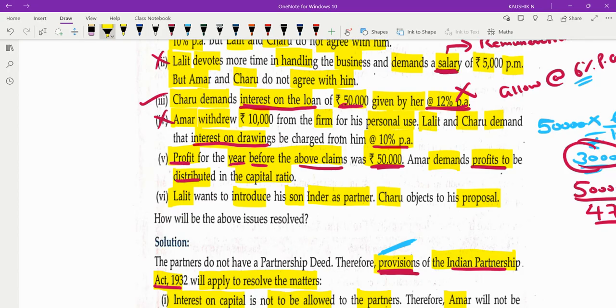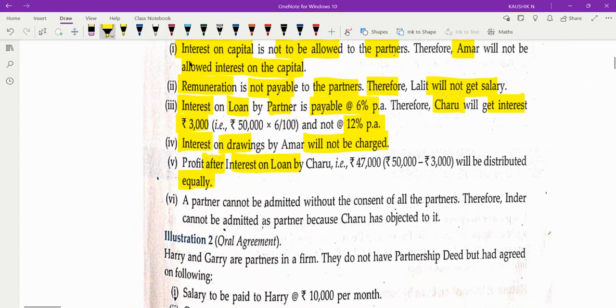So that is what we are going to mention here. A partner cannot be introduced or admitted. You can use either way. A partner cannot be admitted or introduced without the consent of all partners.